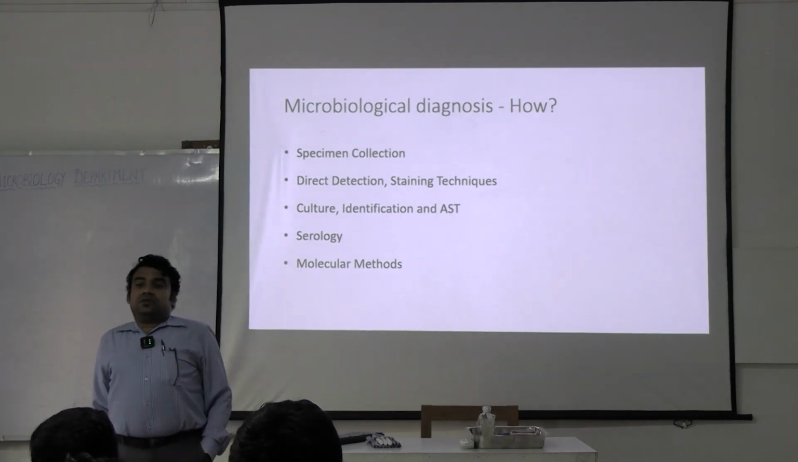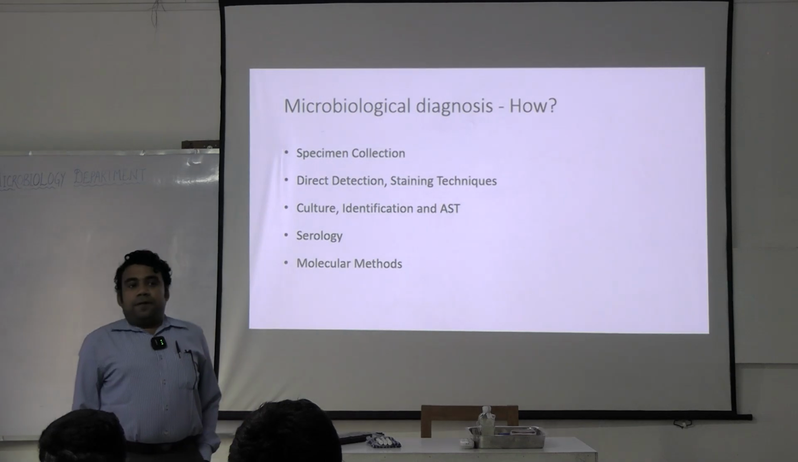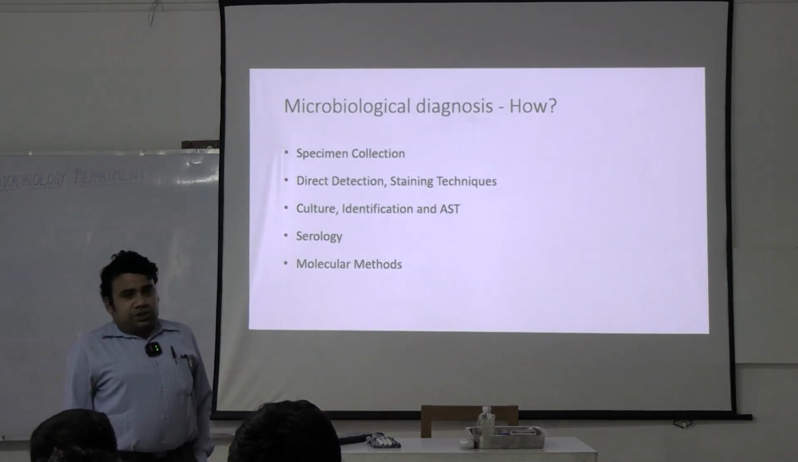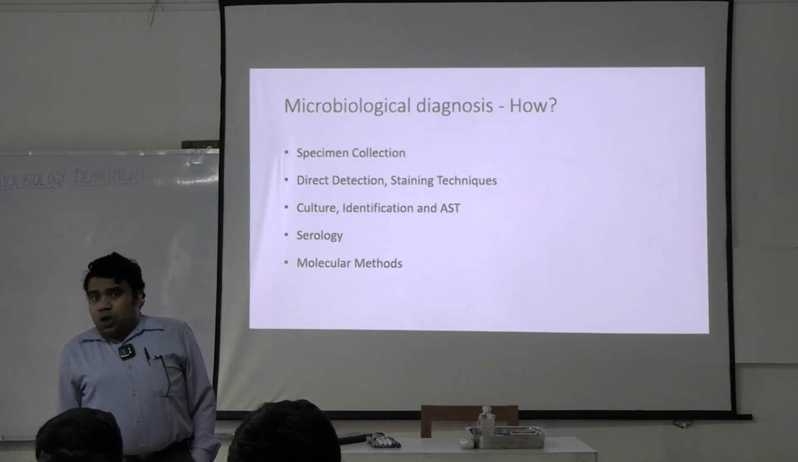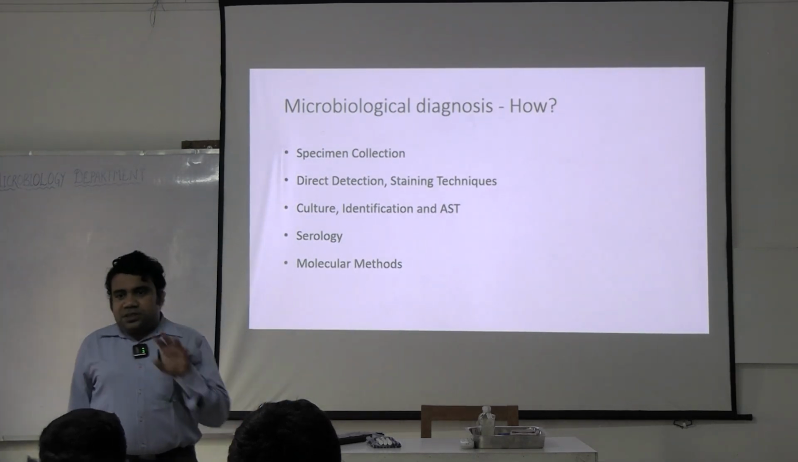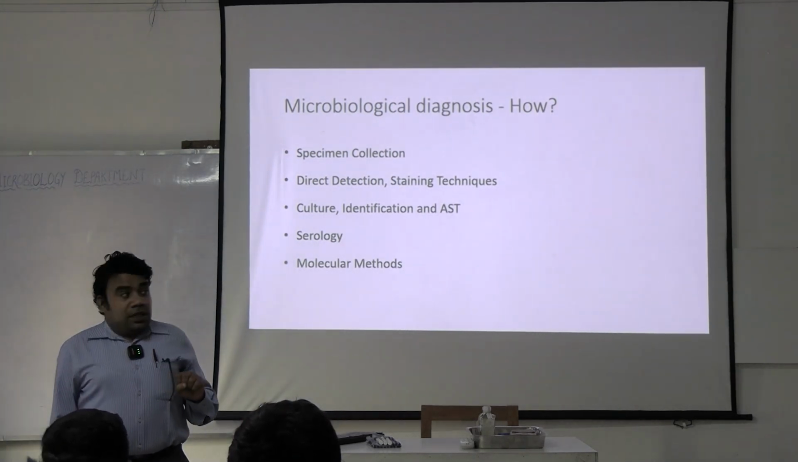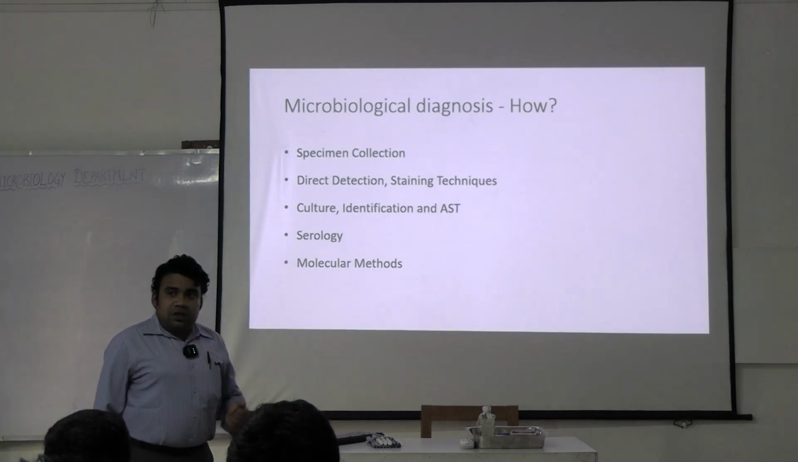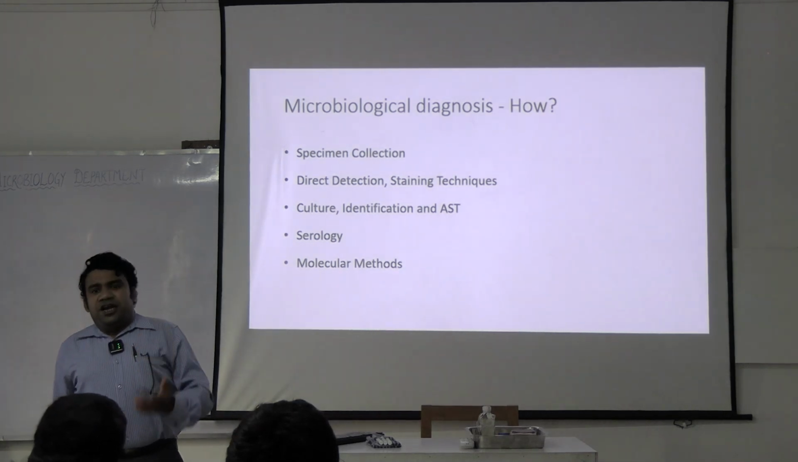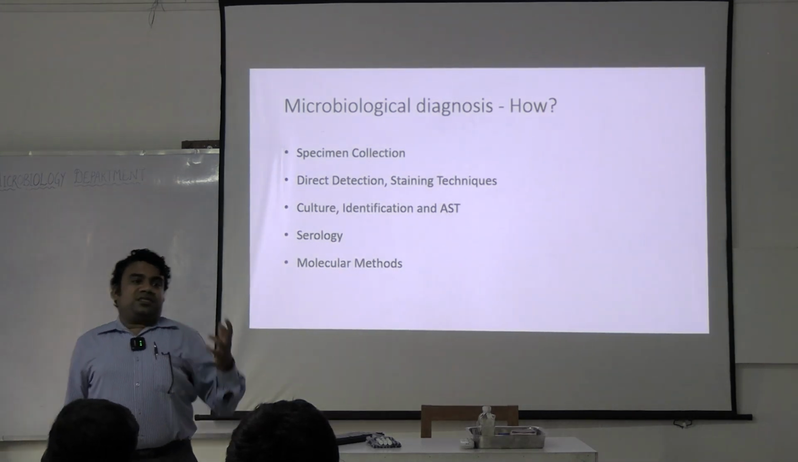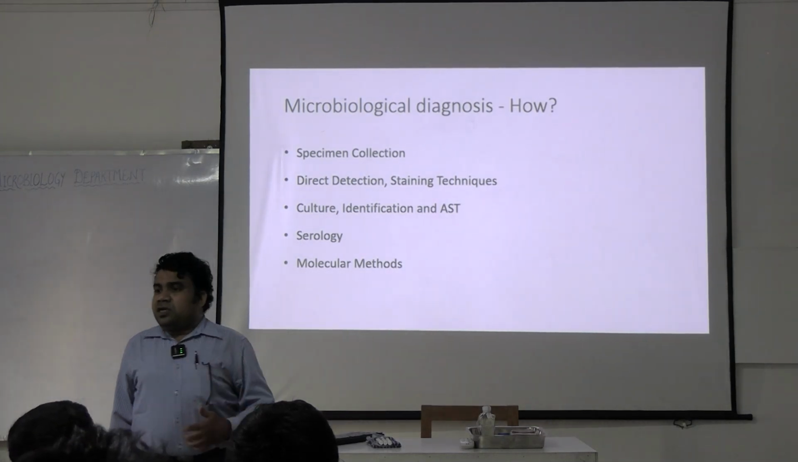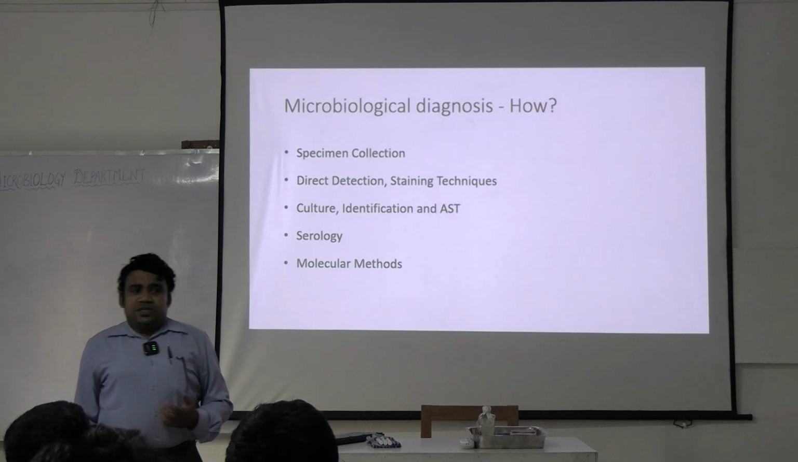Next question comes, how to do it? The first thing that we need is specimen collection. That means we need to take something from the patient's body. Then we need to do the test either directly or indirectly, or we need to do culture. Then we need to identify it. Then we need to test against which drugs they are effective. That means which drugs are effective against that particular agent.